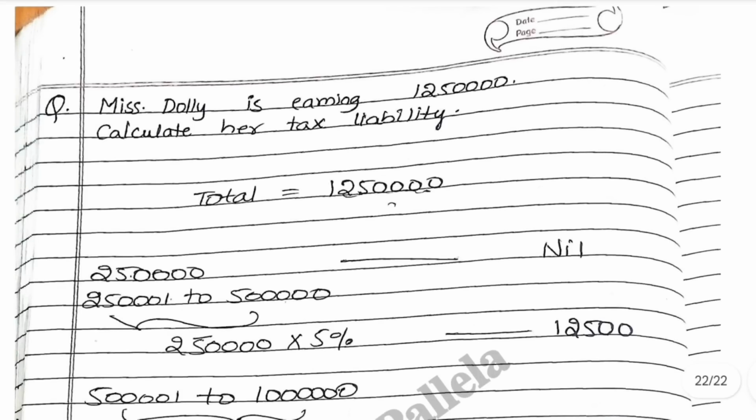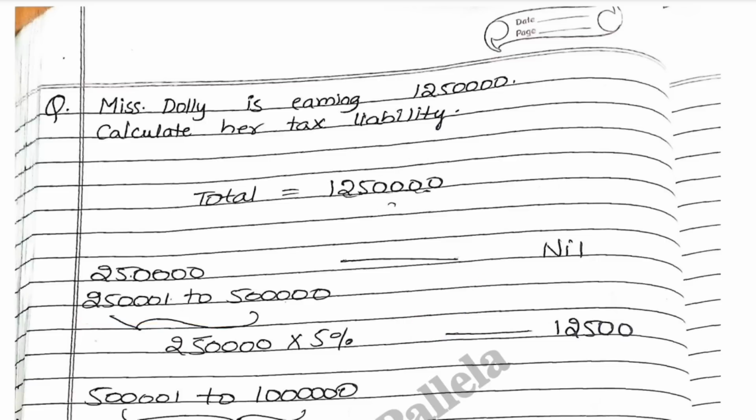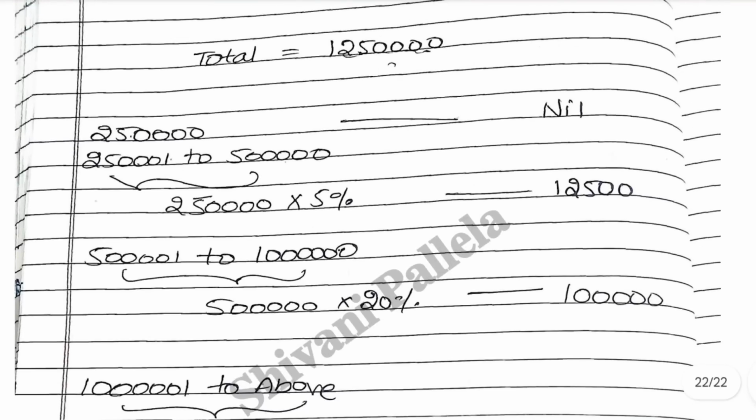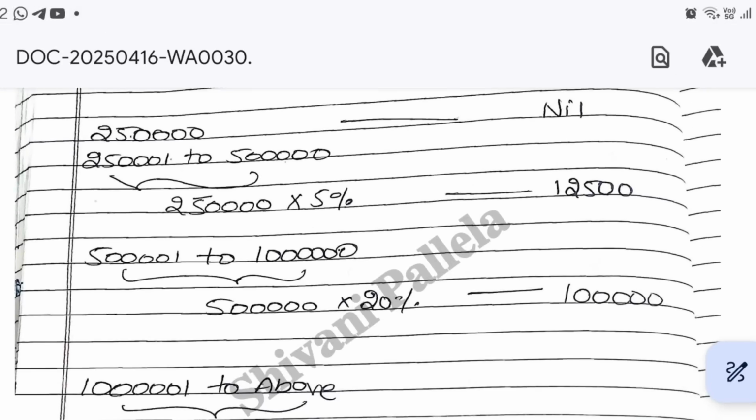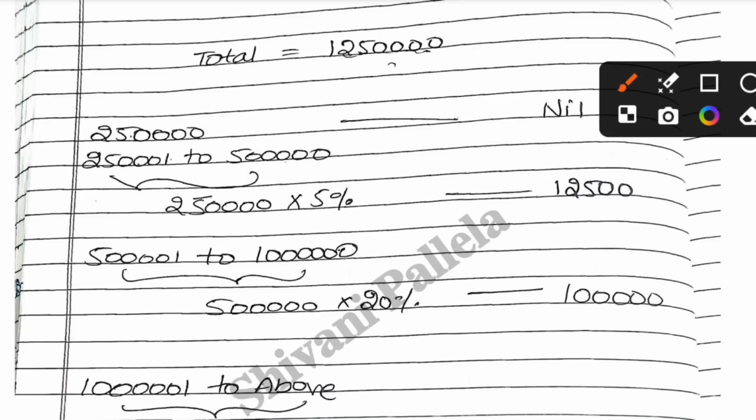2,50,000 1 to 5 lakhs rupees. How much is the difference ma? 2,50,000 will be the difference between these two, no? For that 2,50,000, what will be the percentage for non-senior? 5%. 2,50,000 into 5% it is 12,500. And till here 5 lakhs is only over. She is earning 12,50,000. So 5 lakh 1 rupee to 10 lakh it is an extra 5 lakhs. For that 5 lakhs, what should we do? 20%. Okay, 1 lakh you will get.